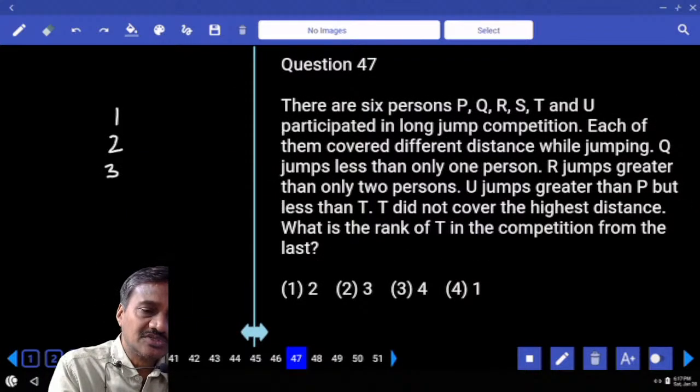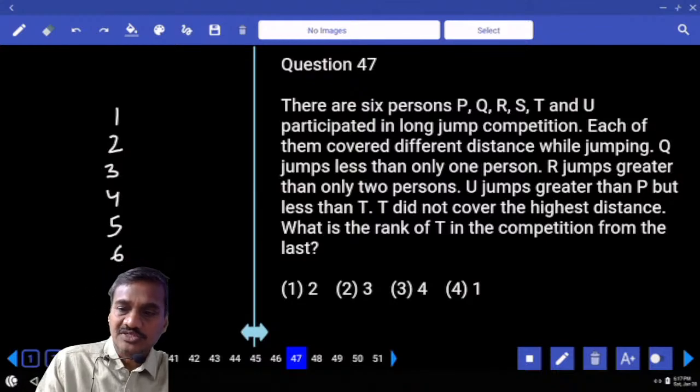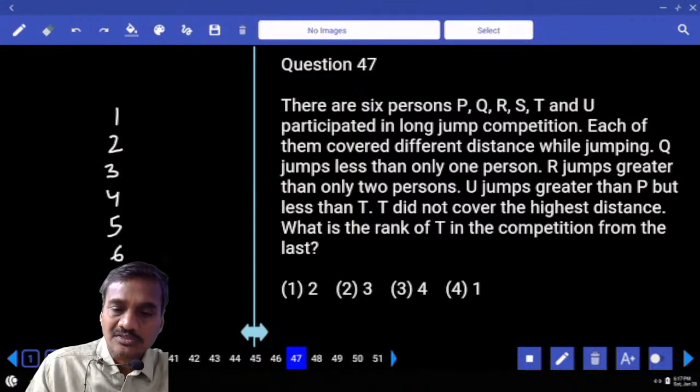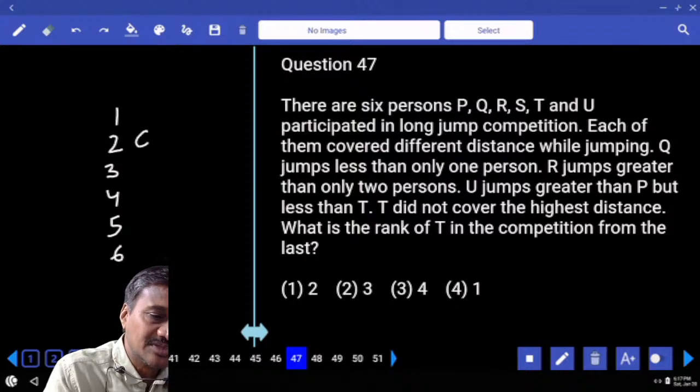And 47, there are 6 persons who participated in a long jump competition. 1, 2, 3, 4, 5, 6. Each one of them covered a different distance while jumping. Q jumps less than only 1 person. Now this Q is jumping less than only 1 person, but more than the remaining. Hence Q must be at the second place.